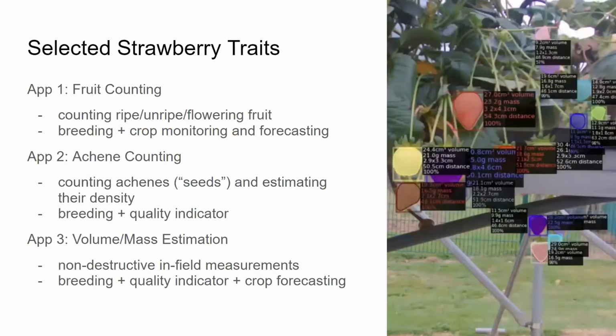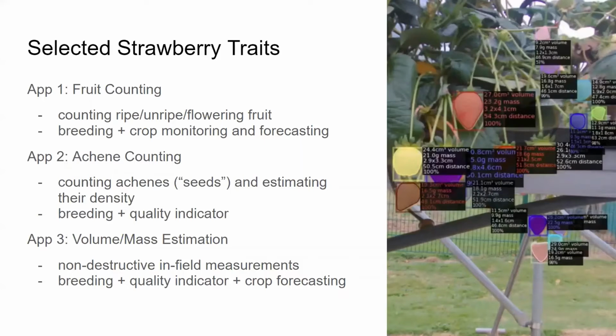We will look at these three applications, as I mentioned. So fruit counting. Counting here means actually counting fruit at different maturity stages. Obviously one is interested in how many ripe strawberries we've got, but also how many unripe ones, because that helps with forecasting, preparing for harvest, for planning and management, but also the flowers.